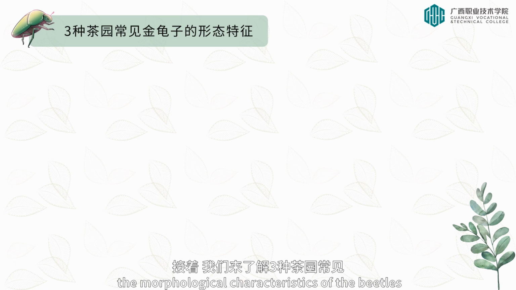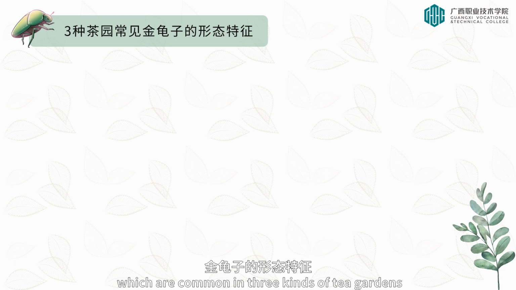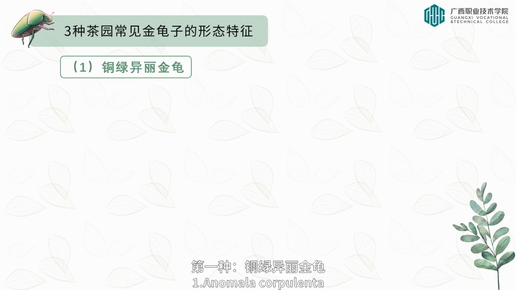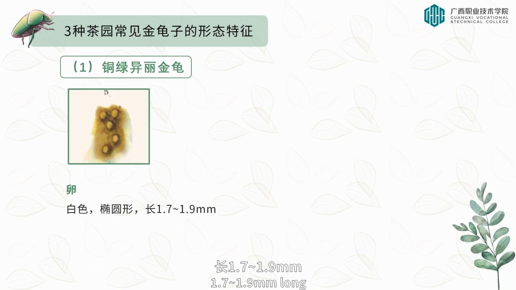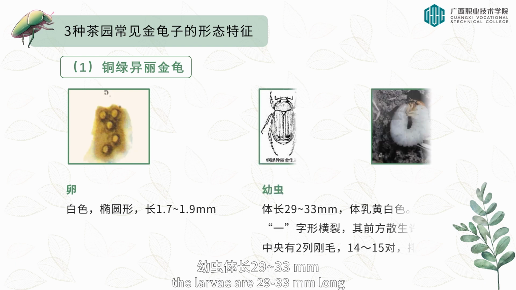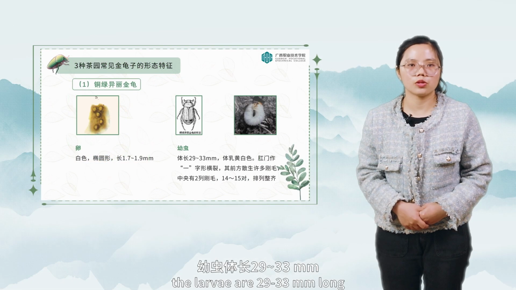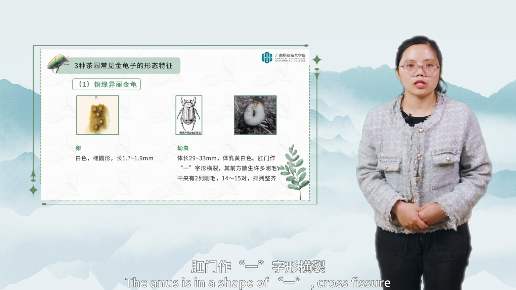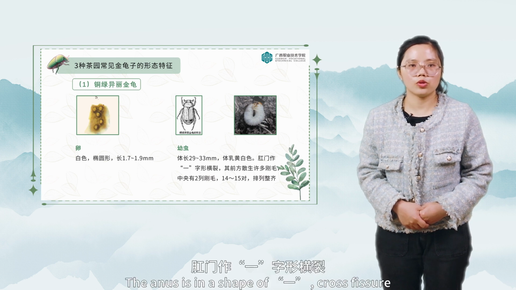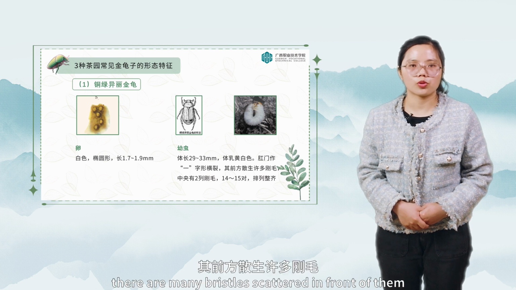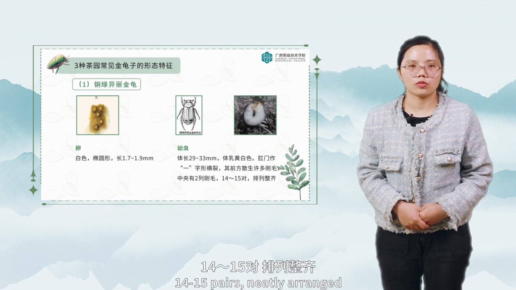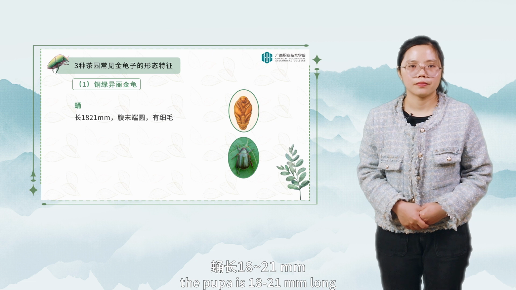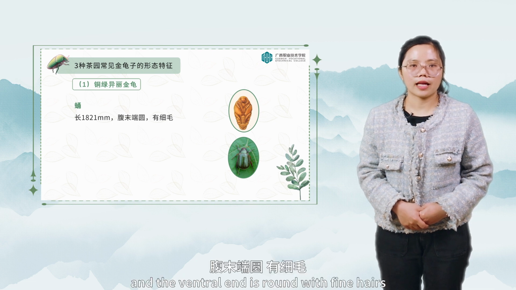Then we understand the morphological characteristics of the beetles common in tea gardens, of 3 kinds. 1. Anomala corpulenta. The eggs of Anomala corpulenta are white and oval, 1.7 to 1.9 millimeters long. The larvae are 29 to 33 millimeters long. The body is milky white. The anus is in the shape of a cross fissure. There are many bristles scattered in front of them. There are 2 rows of bristles in the center, 14 to 15 pairs, neatly arranged. The pupa is 18 to 21 millimeters long, and the ventral end is round with fine hairs.